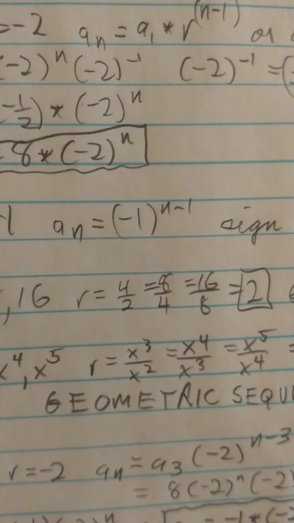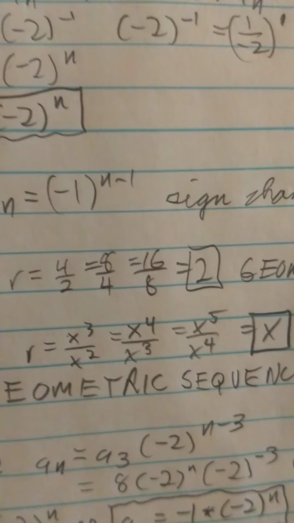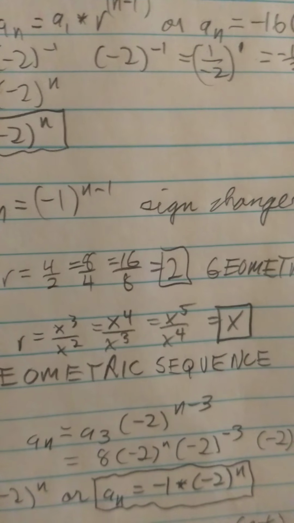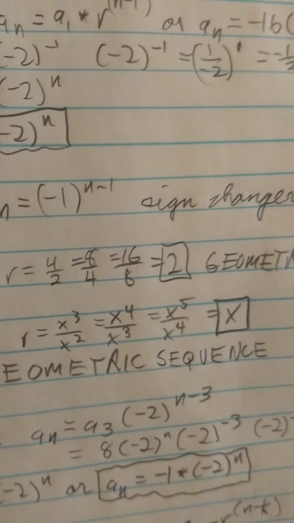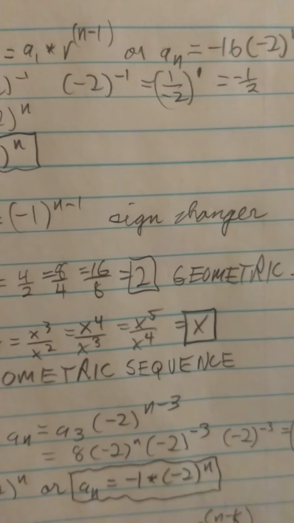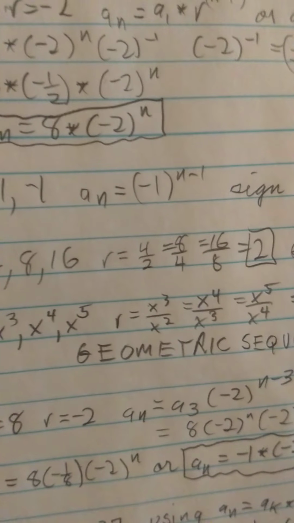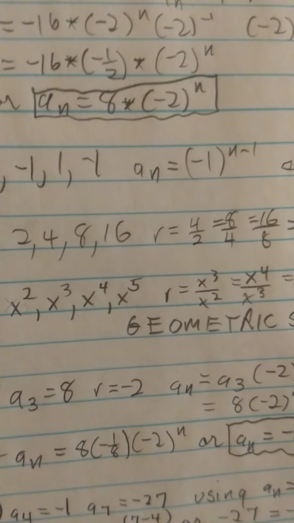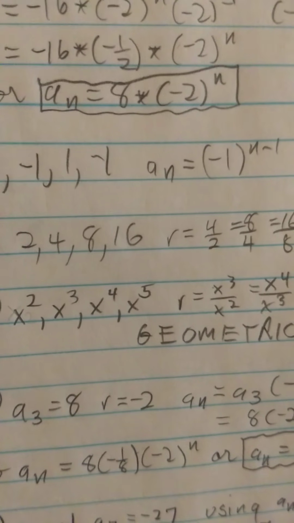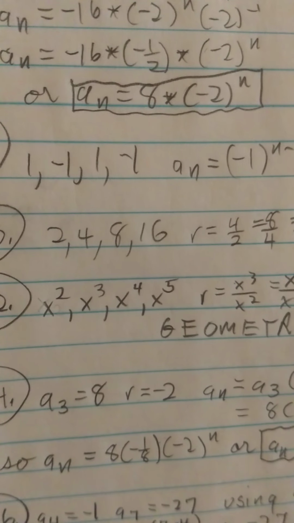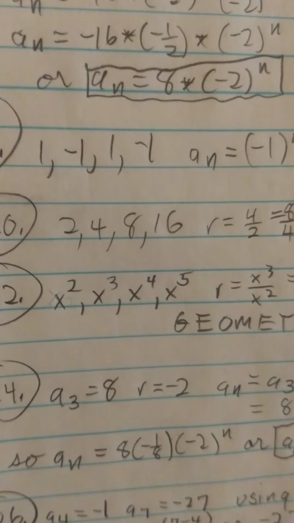Now let's deal with the negative 2 to the negative 1 because that seems a little weird. But that is simply, again, the reciprocal of negative 2, which is 1 over negative 2 to the 1, or negative 1/2. So now, multiplying negative 16 times negative 1/2, we get 8 times negative 2 to the n power for our generalized explicit formula.